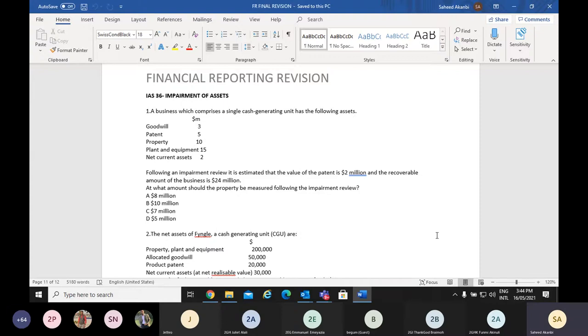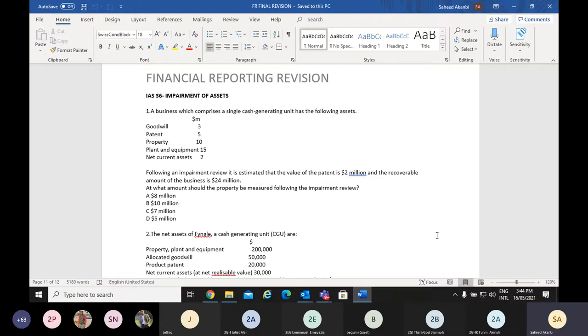On the other hand, we have what we call fair value less estimated costs to sell the asset. And what does that mean? If I'm looking at the asset from the perspective of selling the asset, what is the market value minus any cost I need to incur for the purpose of selling the asset? So the higher between the fair value less estimated cost to sell and the value in use becomes what we call recoverable value.